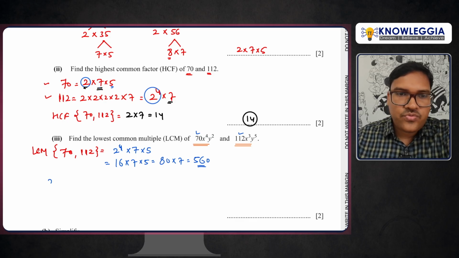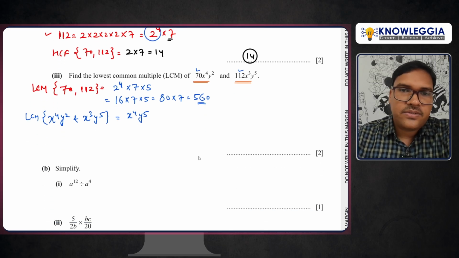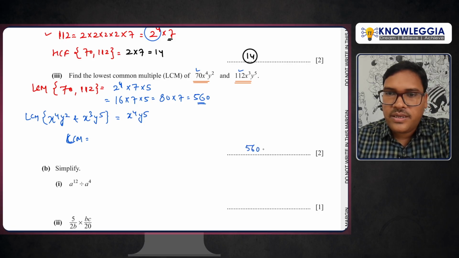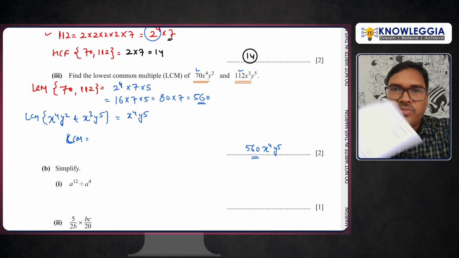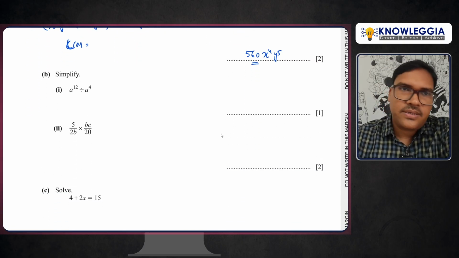Okay. Now x raised to 4 into y raised to 2 and x raised to 3 y raised to 5. Now what is the LCM of these two? Using the same logic which we applied here, we will take the highest power of x, which is x raised to 4. And what is the highest power of y? This is y raised to 5. So now what is the answer? The LCM of these two will be equal to 560 x raised to 4 y raised to 5, which is the correct answer. Yes, I have the answer key also, so I'm just verifying the answer key. You can download the answer key from the websites. Okay. So this one is easy.